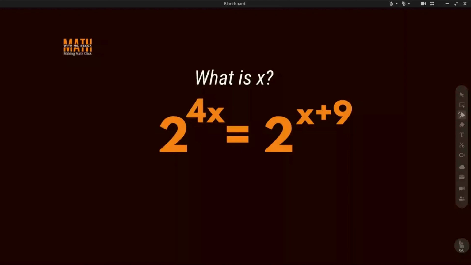Just by looking at this, what is x? X is equal to 3.